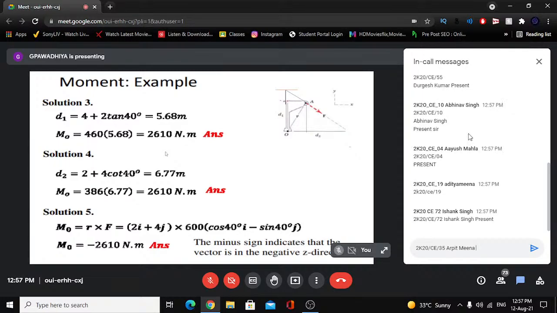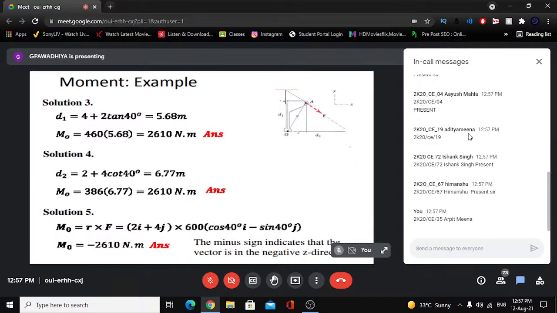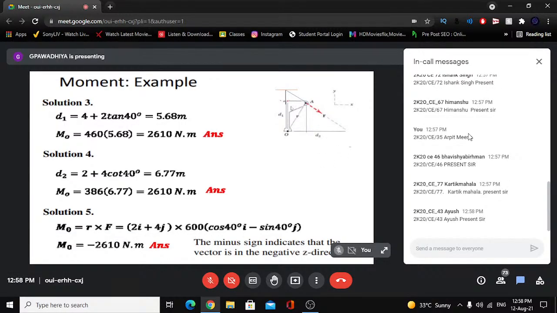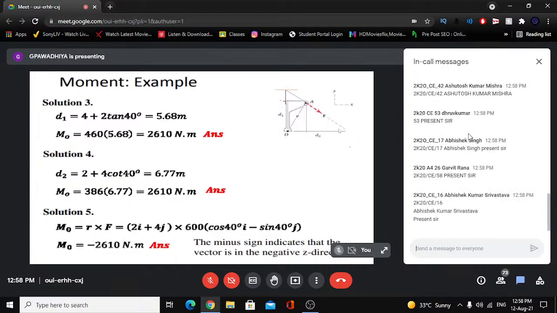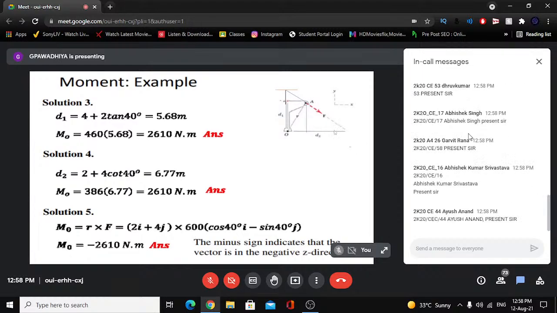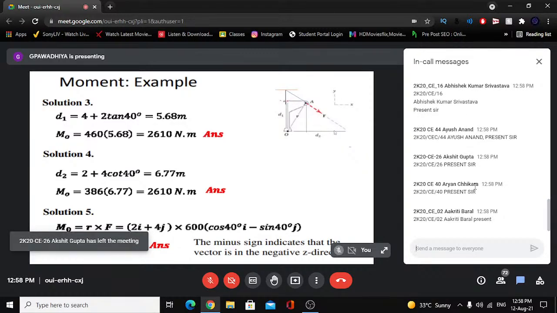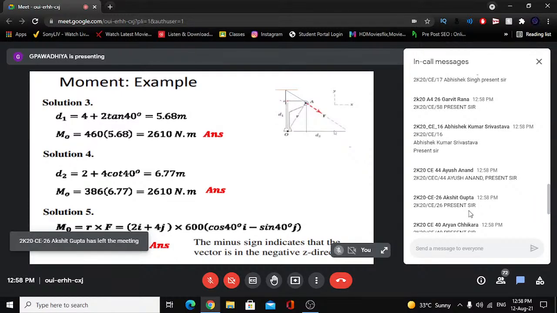Another approach: shift the force F to this point. Now in this case the horizontal component will pass through this point O and will not cause any moment. The vertically downward component will cause the moment, so that is 386 into this distance D2. And D2 we can work out as 2 meters plus this distance. This distance is 4 meters, and this angle is 40, so this angle is an alternate interior angle. So the horizontal distance will be 4 cot 40. So 4 cot 40 plus 2 is 6.77 meters, multiplied by 386, gives 2610 Newton meter.